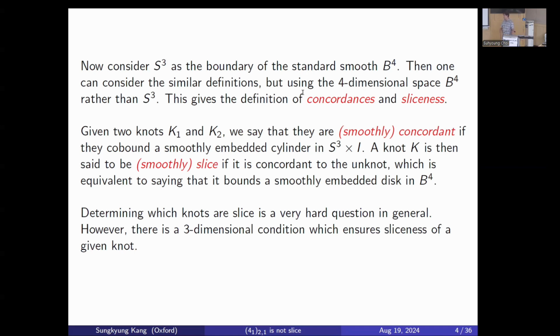There are very many numerical obstructions to a knot being slice, but in general, if somebody comes to you and asks whether a random knot is slice at gunpoint, probably you're not going to survive. This question is really hard, partially because it revolves around smooth four manifold topology, which is exceptionally bad. However, there seems to be a three-dimensional condition which ensures the smooth sliceness of a given knot.